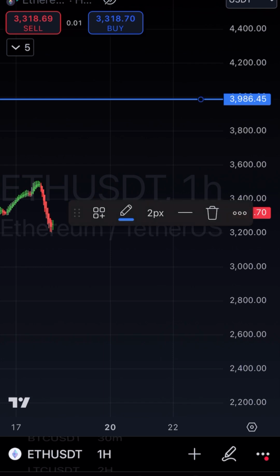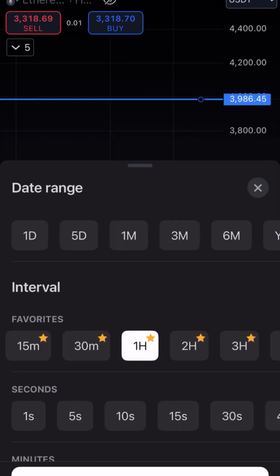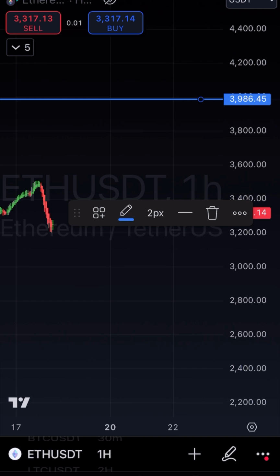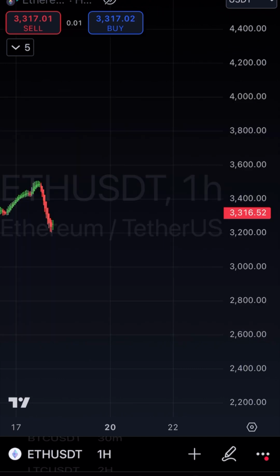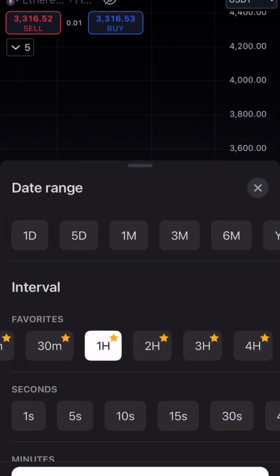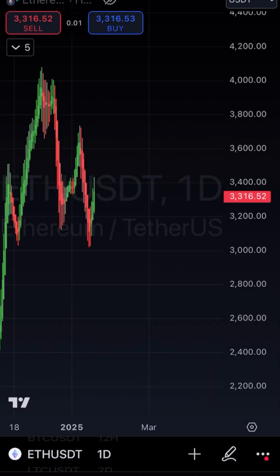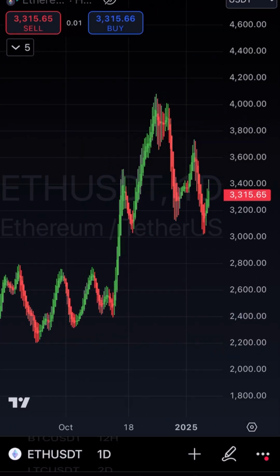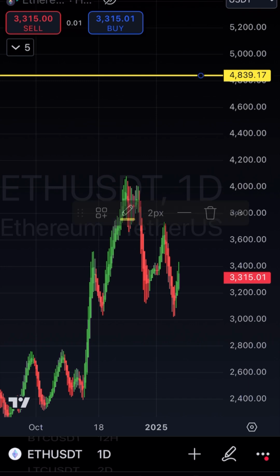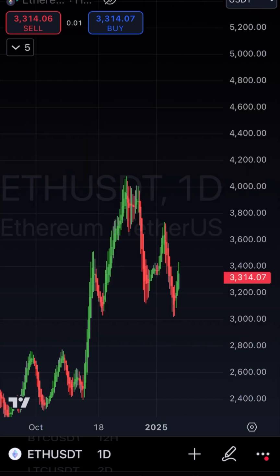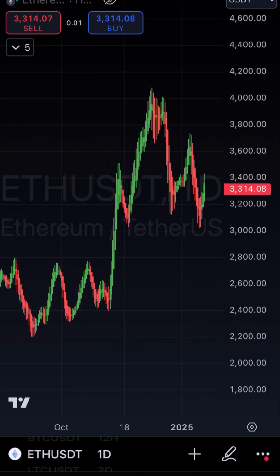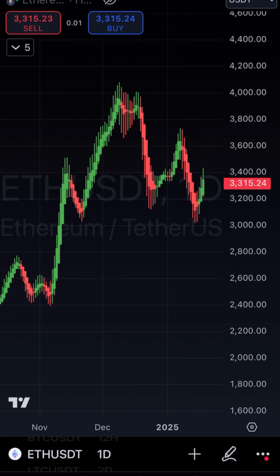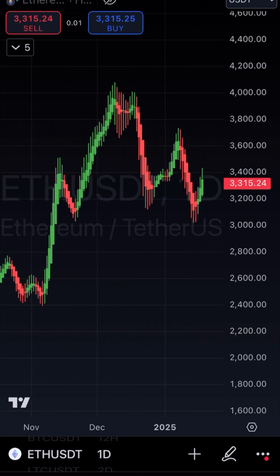Now Ethereum, we'll do the same thing. We'll go to the day chart. Start from the day chart. Okay, so we want to start from the highest time frame, work our way down, see if we find any points that are crossing.